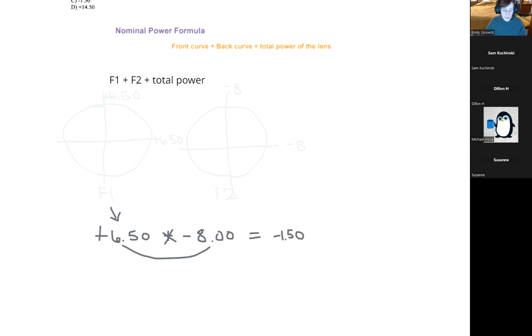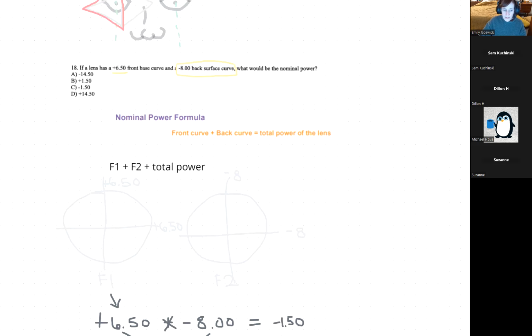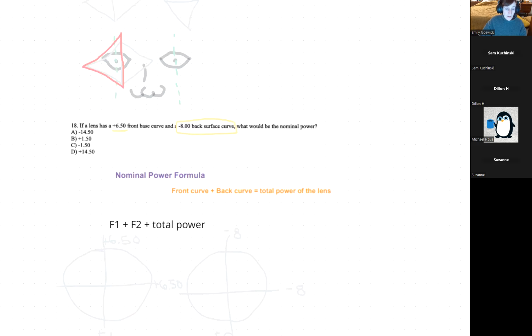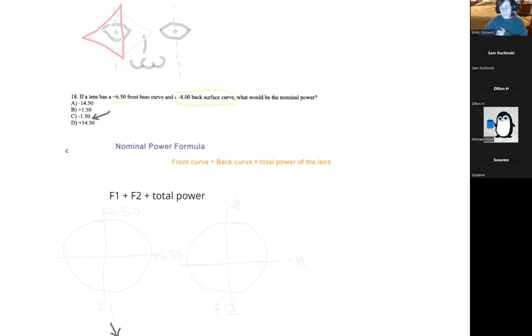Okay, so traditional algebraic math in this case, dealing with positive and negative numbers. And so if we go back up here, it is going to be C, which is the -1.50. Okay, so pretty straightforward, I think there. Obviously, they're trying to confuse you with the -14.50, and that does get nerve-wracking because you're like, wait, do I know how to do this?